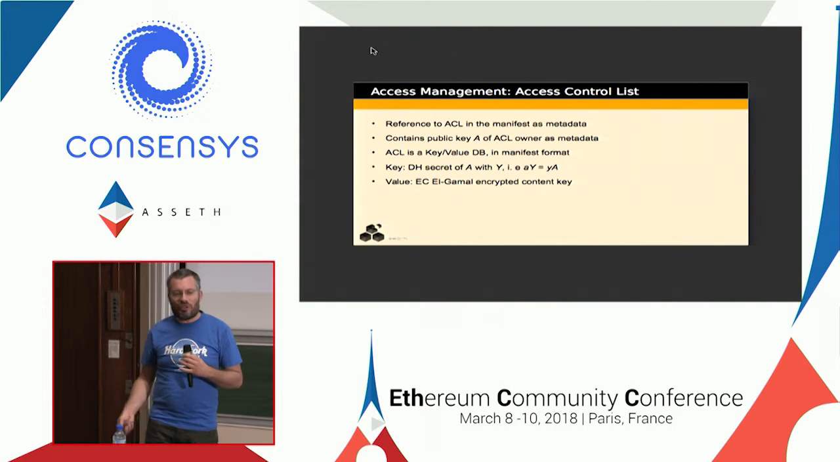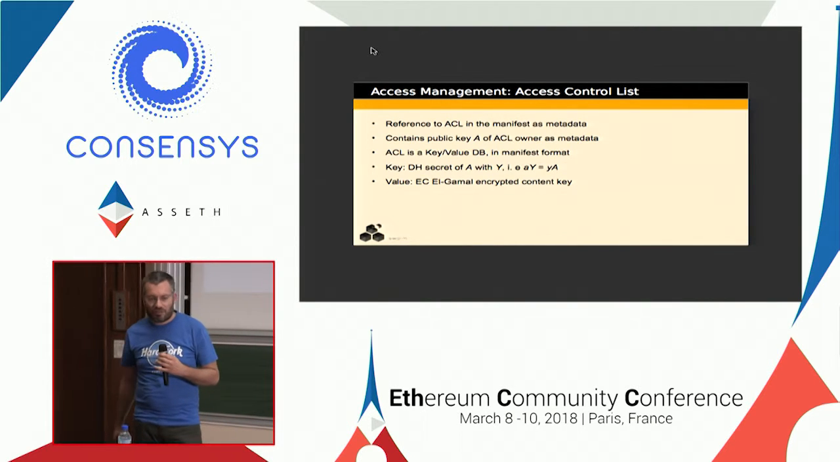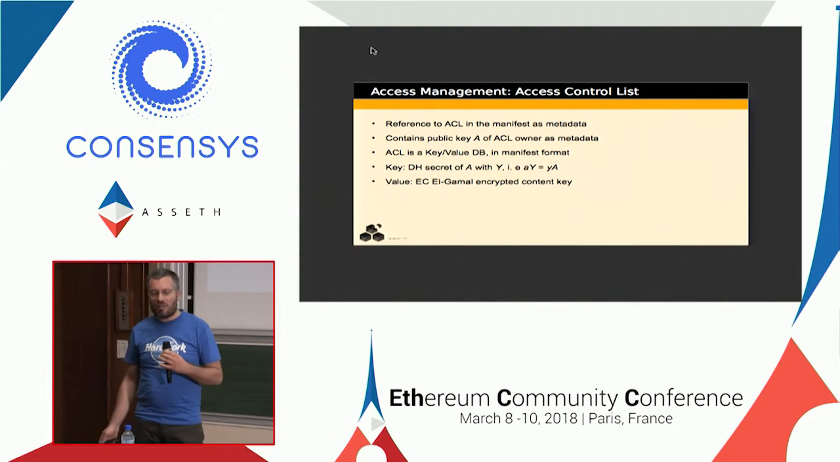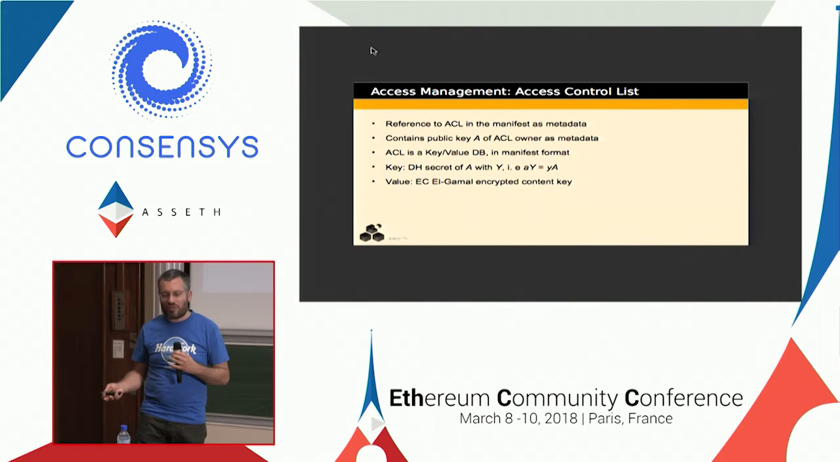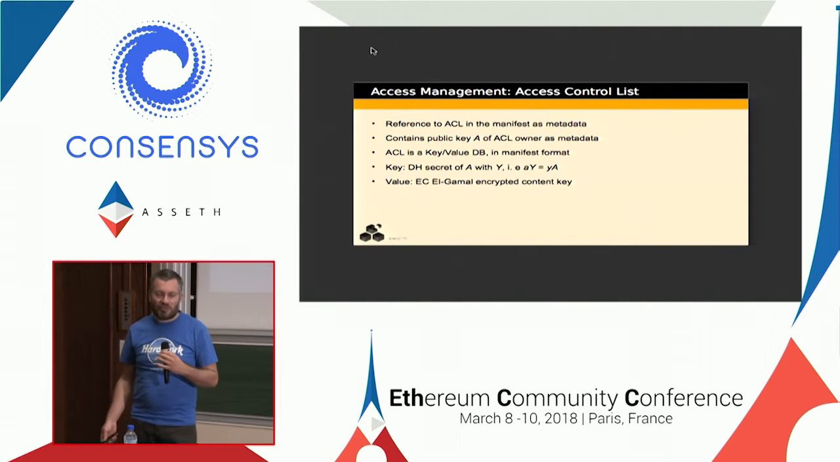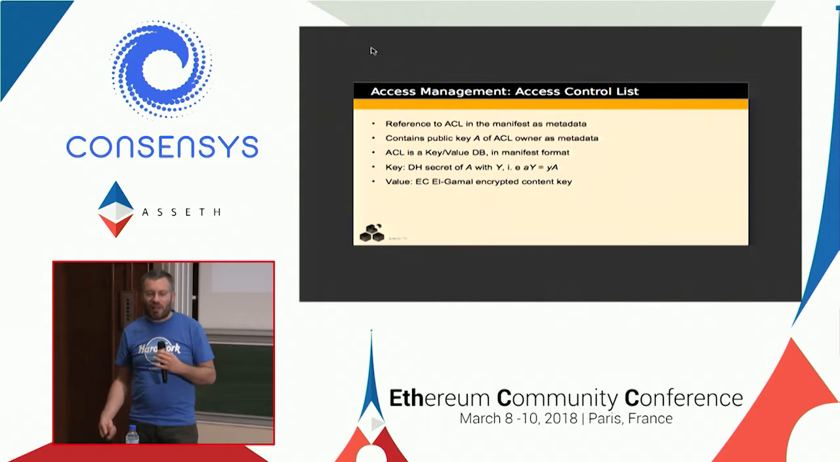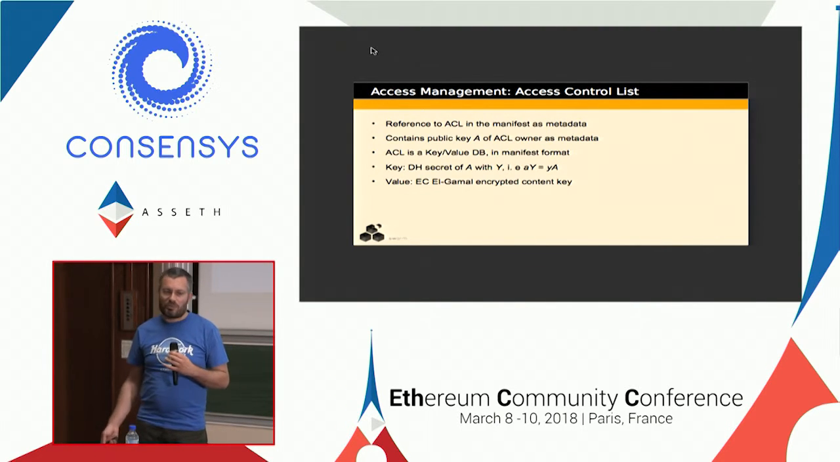And the value is the ElGamal encrypted content key that I have shown in the previous slide. So you have this ACL. What you do is you look up whether or not you have permission to read this. If you do, then you decrypt the corresponding ElGamal encryption with your private key, and that gives you the symmetric key with which you can decrypt the Swarm content.